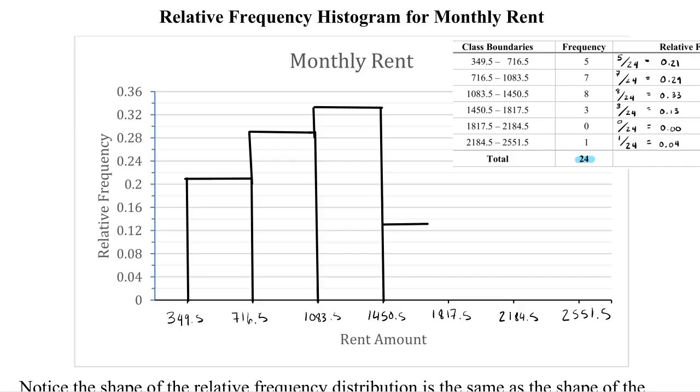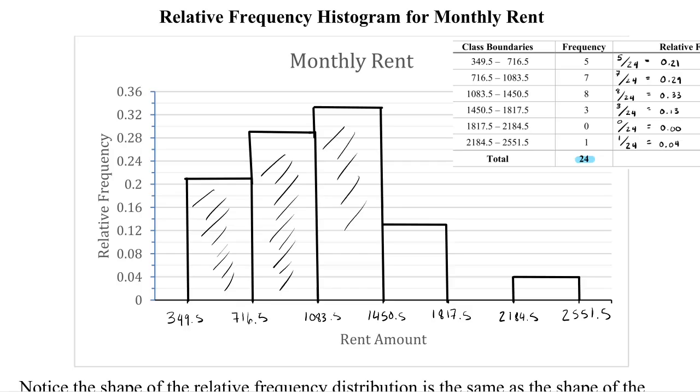0.13, that's a little bit past 0.12. 0, we won't put a bar. And then here's 0.04. And again, in a histogram, we do want our bars to be shaded in. And so here's our relative frequency histogram.